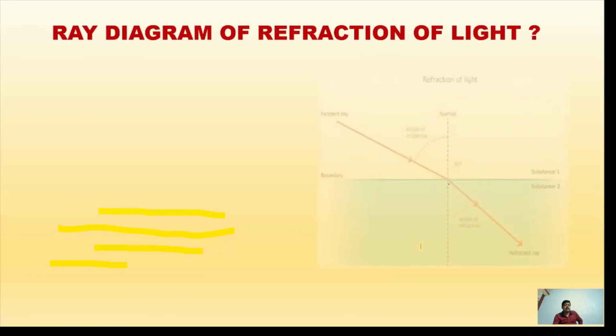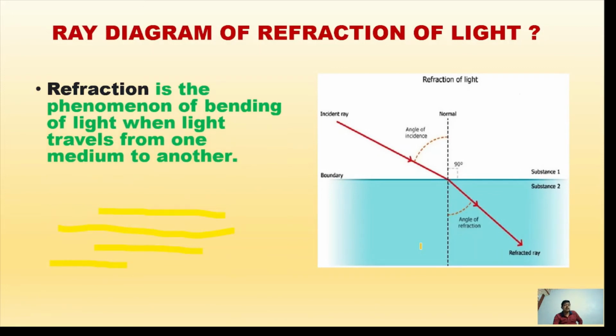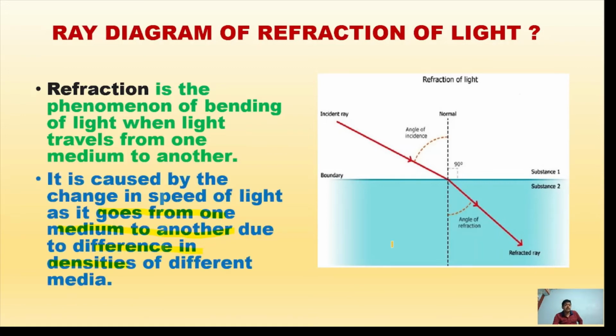Okay, due to greater speed. Yes, here is a simple ray diagram about the refraction of light. Refraction is the phenomenon of bending of light when light travels from one medium to another medium. It is caused by the change in the speed of light as it goes from one medium to another, due to difference in density and also temperature of different media.